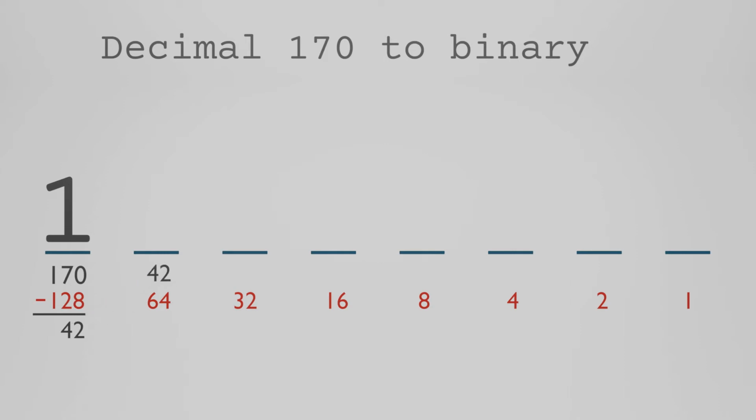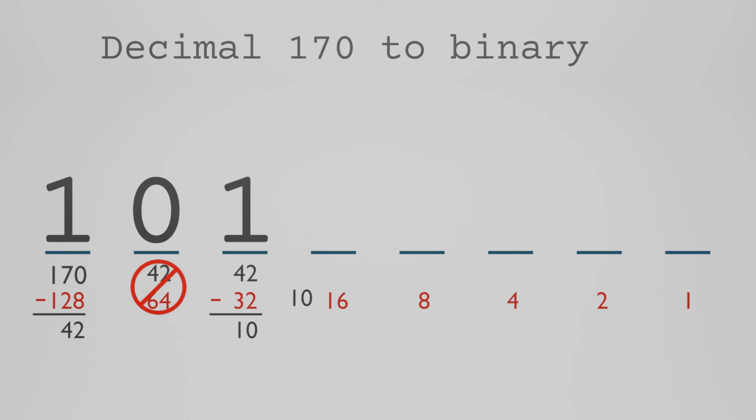Now move a position to the right. Is 42 greater than or equal to 64? No, it's not. Put a 0 in that position, keep your 42, and move to the next position. That position's value is 32. 42 is greater than or equal to 32, so put a binary 1 there. Subtract 32 from 42, and you're left with 10.